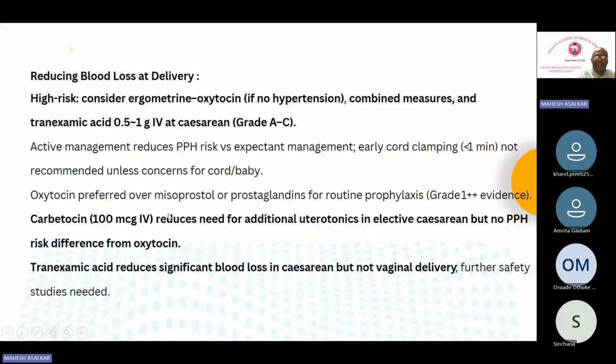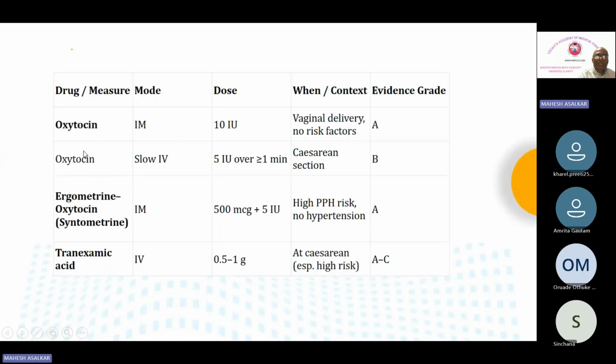So it reduces the need for additional uterotonics, okay, in elective caesarean section, but no PPH risk difference from the oxytocin. Then tranexamic acid reduces the significant blood loss in caesarean, but not in vaginal delivery. Okay. So here the same, vaginal delivery, no risk factor, 10 units of oxytocin.